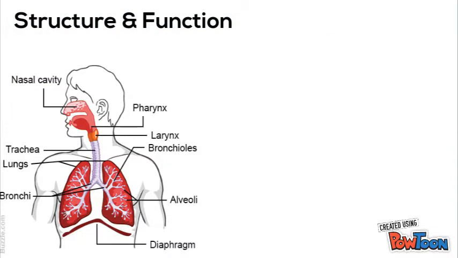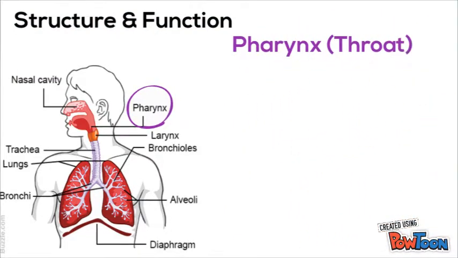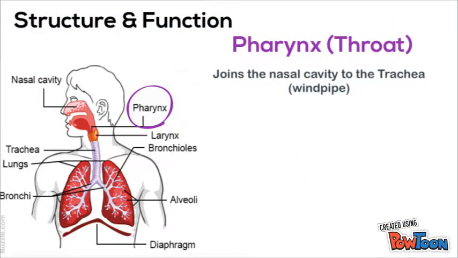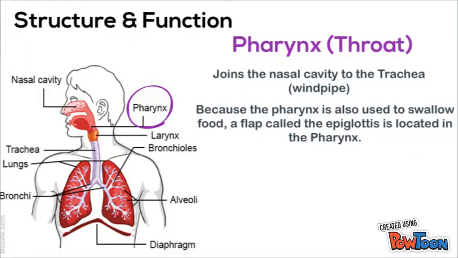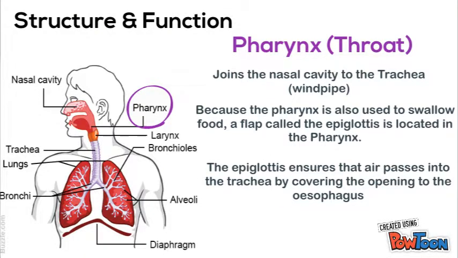Next, we have the pharynx, otherwise known as the throat. This joins the nasal cavity to the trachea. Because the pharynx is also used to swallow food, a flap called the epiglottis is located in the pharynx. The epiglottis ensures that air passes into the trachea by covering the opening to the esophagus.